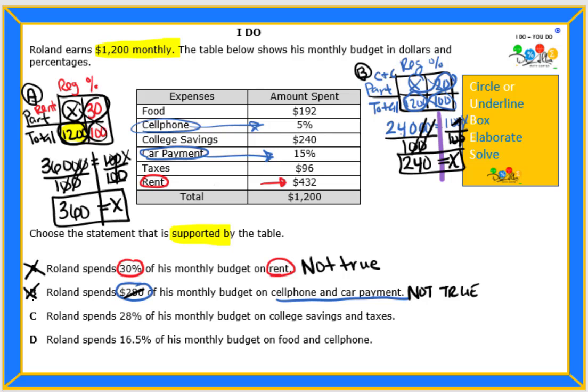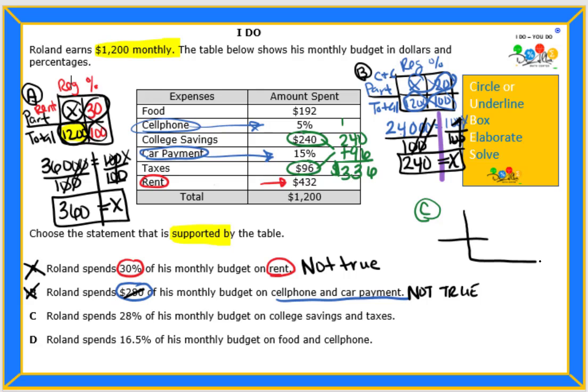So we are now on letter C, which says Roland spends 28% of his monthly budget on college savings and taxes. So if we look at college savings and taxes, we can see that's $240 and $96. So we would be able to put those together and see that that gives us a total of $336.